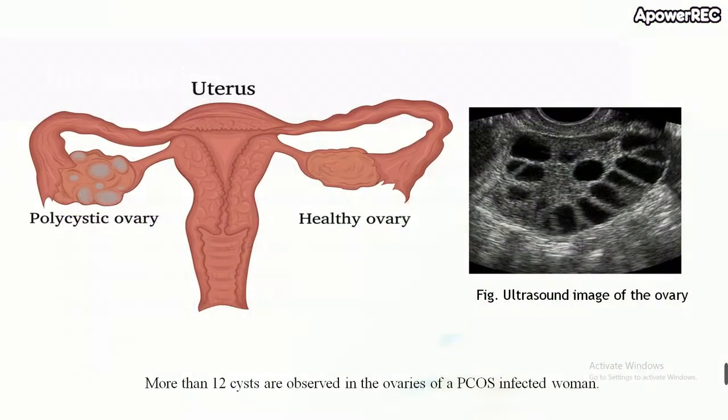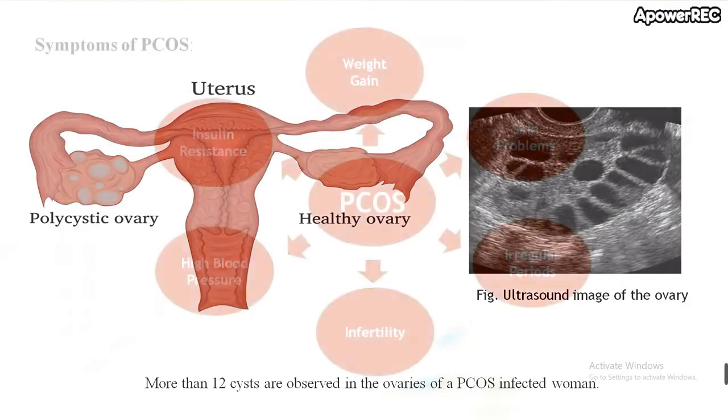An ultrasound is performed to detect the multiple cysts present in the ovaries. As you can see, this shows the difference between a normal or healthy ovary and a PCOS infected ovary. The ultrasound image shows holes or gaps which indicate the presence of multiple cysts. If more than 12 cysts are present, then the patient is diagnosed with PCOS.